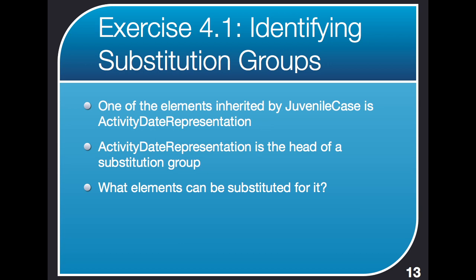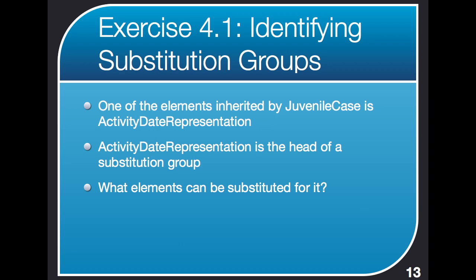So the first exercise starts with the juvenile case object. Now, juvenile case is a special kind of case, and it's derived from more generic kinds of cases, which is in turn derived from a generic activity type in NIEM core. And that means it inherits a bunch of things. And among those things is an activity date representation, representing the concept of an activity date. Now, activity date representation is the head of a substitution group. Your job here is to find out what elements can be substituted for activity date representation. So in other words, the different ways that the NIEM shows an activity date.